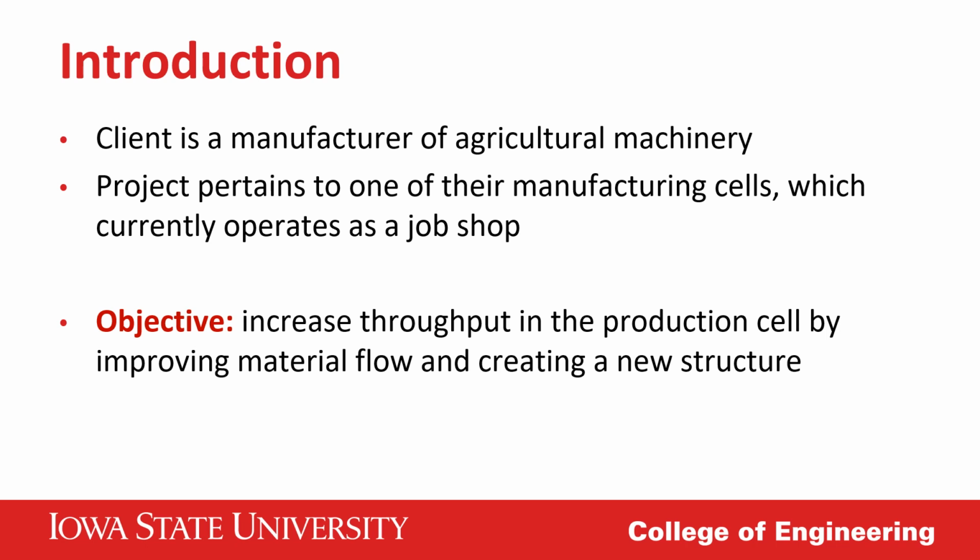So, a little introduction. Our client is a manufacturer of agricultural machinery, and our project pertains to one of their work cells, which currently operates as a job shop. The objective we were given was to increase the throughput by around 30% in the production cell by improving the material flow and creating a new structure within the cell.